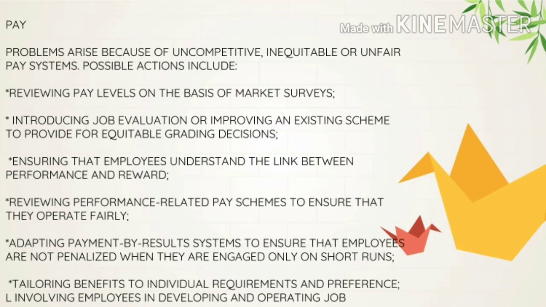So, the possible actions include: upon checking, you have to review the pay levels on the basis of market surveys. Next is introducing job evaluation or improving an existing scheme to provide for equitable grading decisions. Next is ensuring that employees understand the link between performance and reward. You have also to review the performance-related pay schemes to ensure that they operate fairly.